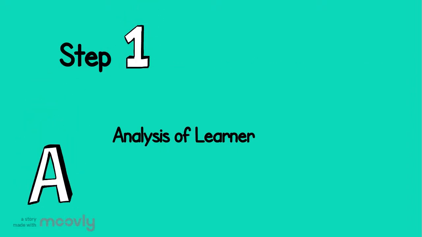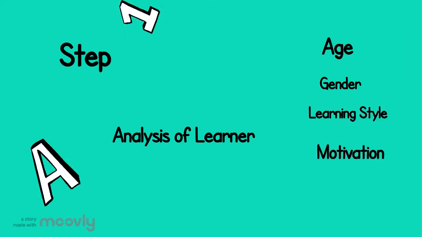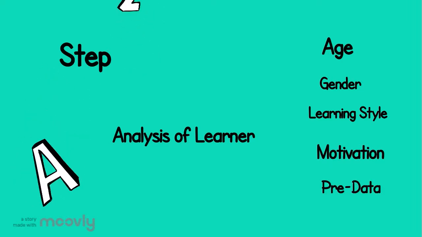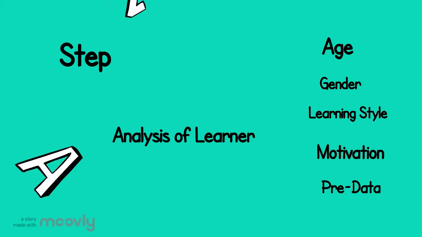This model uses 6 steps that correspond with each letter. We will start at A, which is step 1. A, analysis. During this step, instructors are learning about their students or participants. Instructors are learning the general characteristics, such as age and gender, as well as their learning styles and preferences in order to focus on motivational aspects of learning. If prior data exists or pre-assessments have been administered, instructors are also looking at the competencies of the learners.